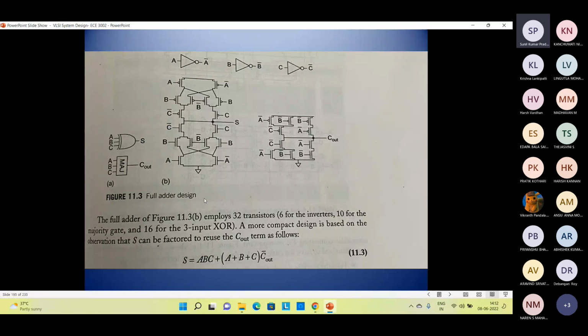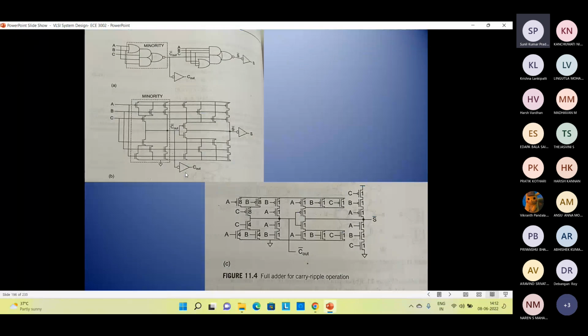And this shows how to denote the sum and carry. This is the full adder for the carry ripple operation, for your reference only. So how this can be done with the ripple operation is shown in the circuit diagram and design accordingly.